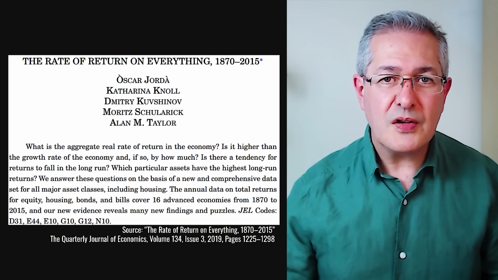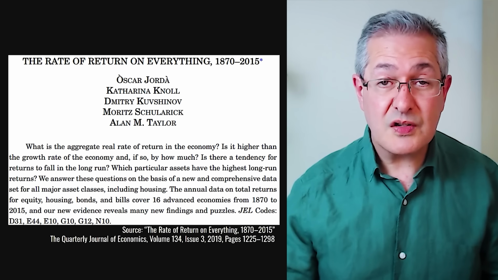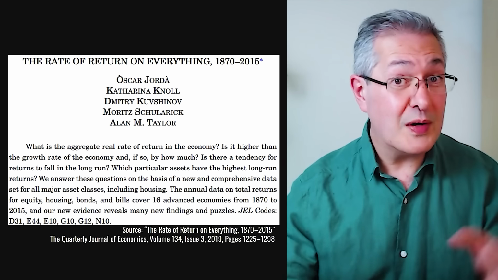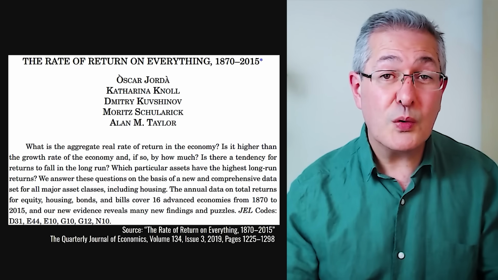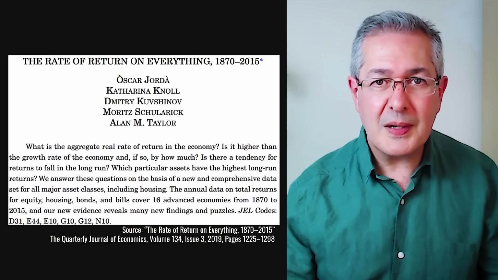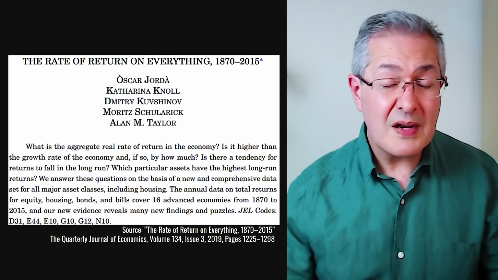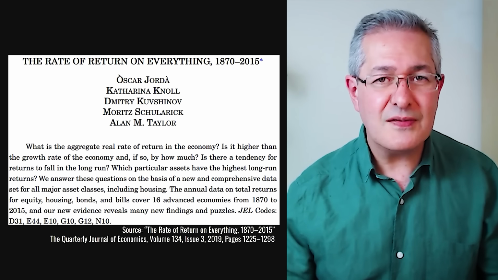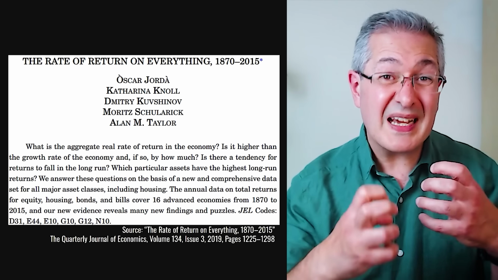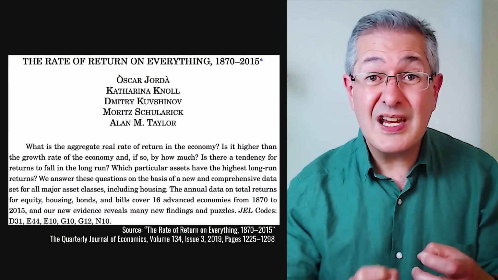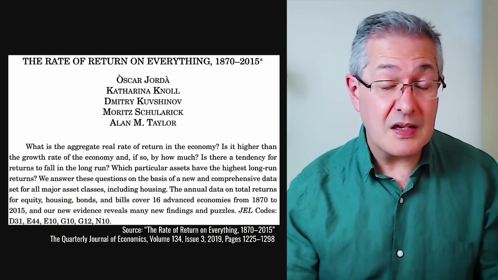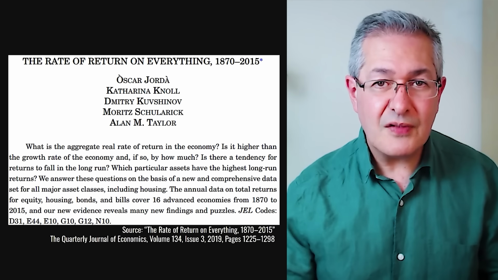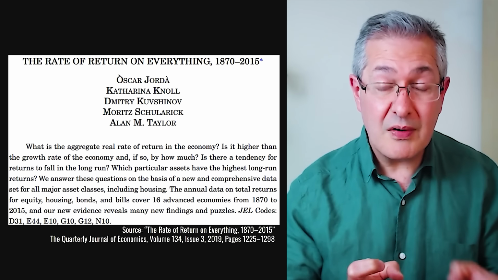Another type of research is academic research, and there's also academic research on investments, such as this great paper which I love, which talks about returns over a very long period of time. It's the rate of return on everything from 1870 to 2015. Now the big difference between academic research is firstly who writes it, so this is written by academics working at universities. The second difference is that academic research is peer-reviewed.